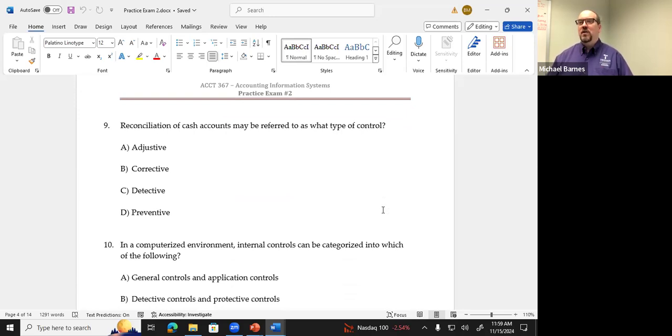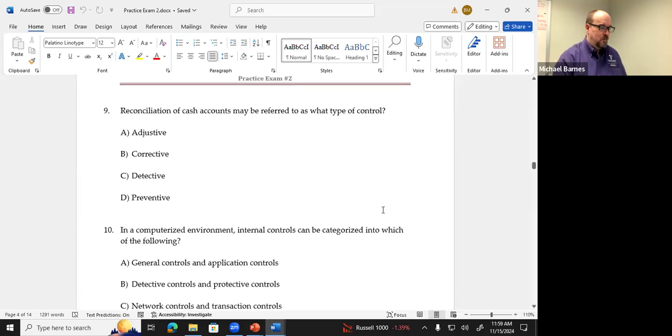So are reconciliations of cash accounts preventive controls? No, they don't prevent something from occurring. That's where we say something is actually taking place and we find out about it. We say, hey, that doesn't look right. That sure sounds like a detective control. It's a detective control. So that's our answer here.